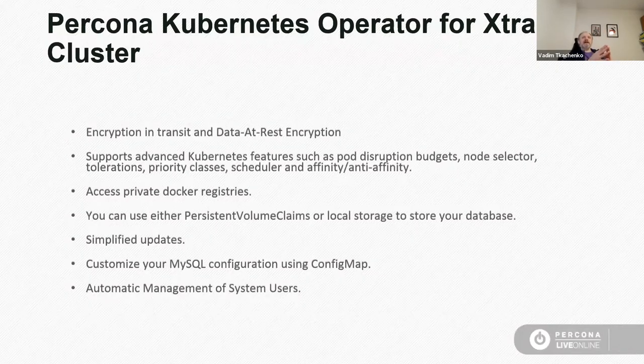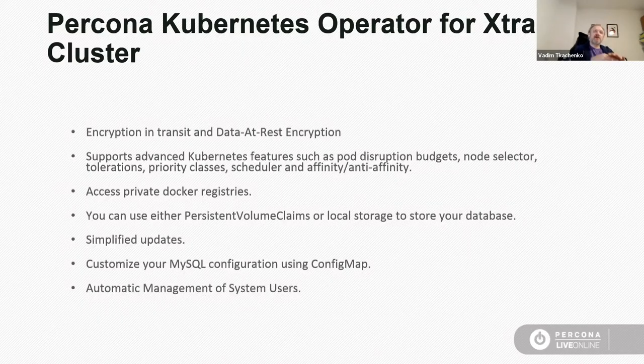Well, and that's not all of it. Also, data security and data encryption is a very important topic. I cannot imagine a database deployment or connections without encryption nowadays. So there are features to guarantee encryption both in transit and for data at rest. And mentioning other, more advanced Kubernetes features like pod disruption budget, node selections, anti-affinity classes. We can use a private Docker registry. Sometimes you want to have an air-gapped deployment without access to public Docker images. We can use either persistent volume claims or local storage, and customize our MySQL configuration.